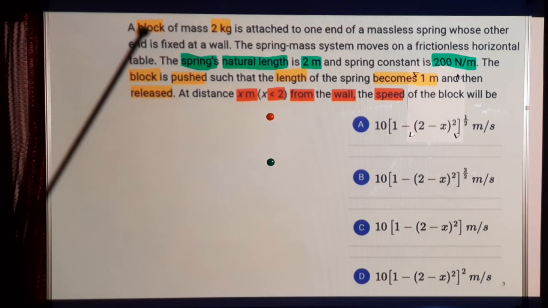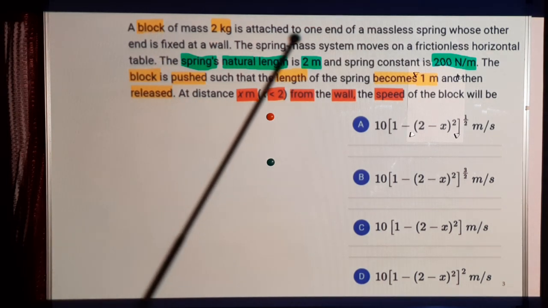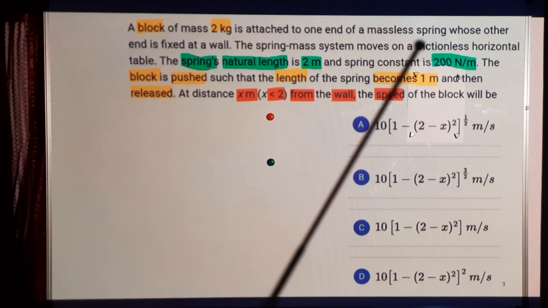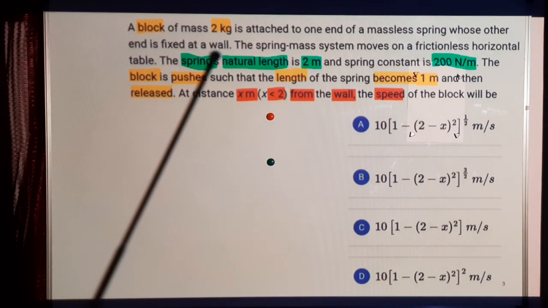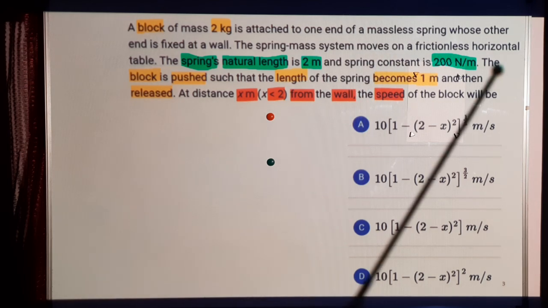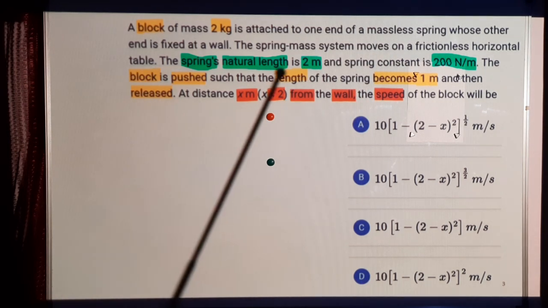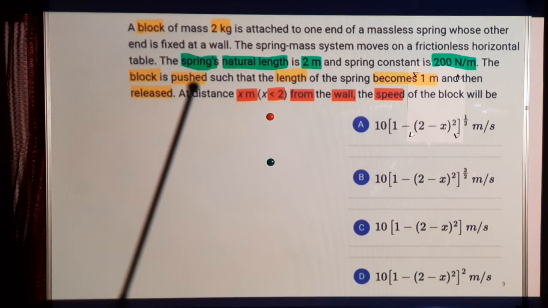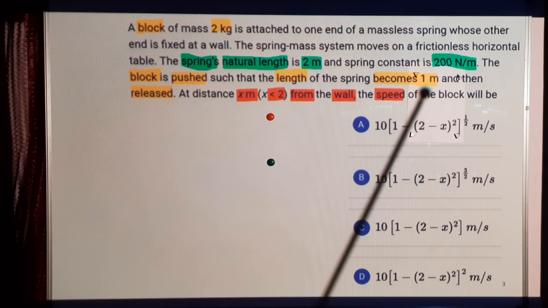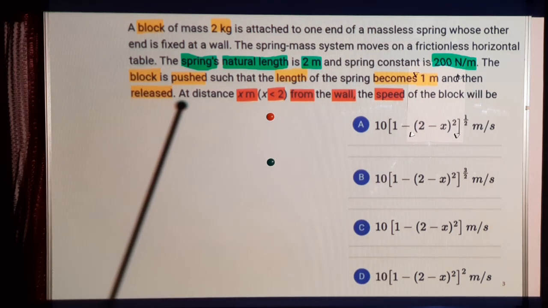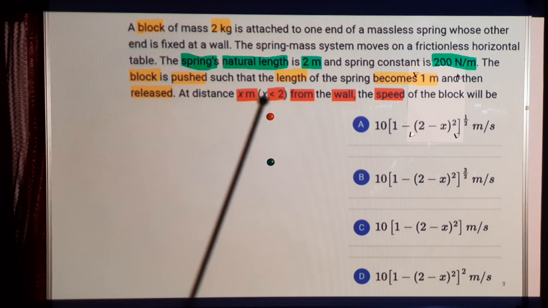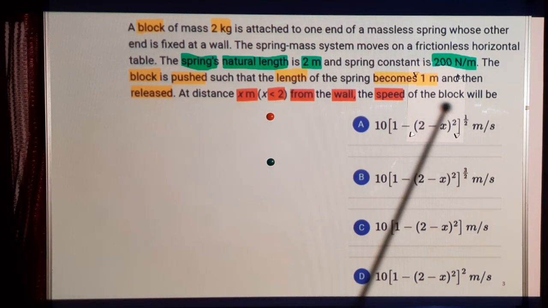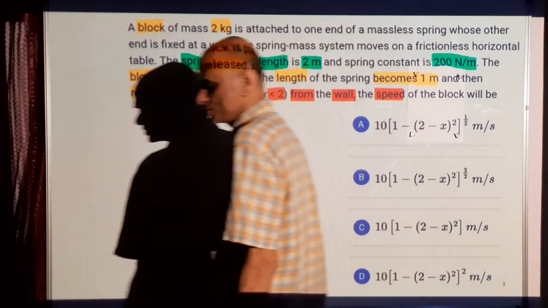The question: a block of mass 2 kg is attached to one end of a massless spring whose other end is fixed at a wall. The spring mass system moves on a frictionless horizontal table. The spring's natural length is 2 meter and spring constant is 200 Newton per meter. The block is pushed in such a way that the length of the spring becomes 1 meter and then released. At a distance x meter, where x is less than 2, from the wall, the speed of the block will be. You can pause and try this question. This is based on conservation of energy.